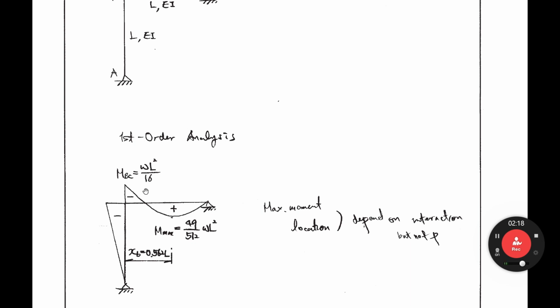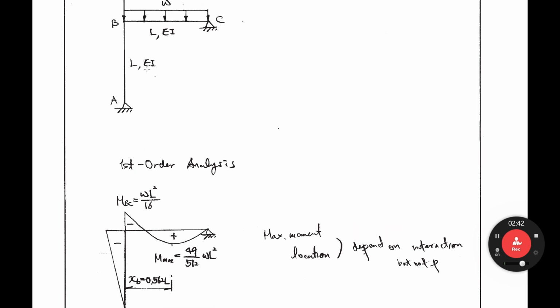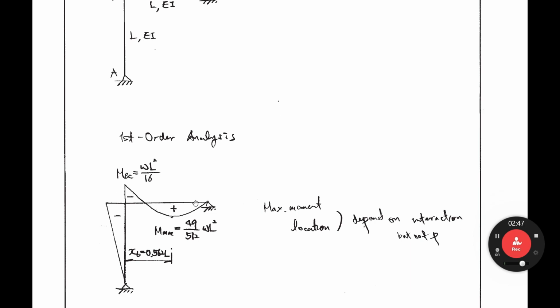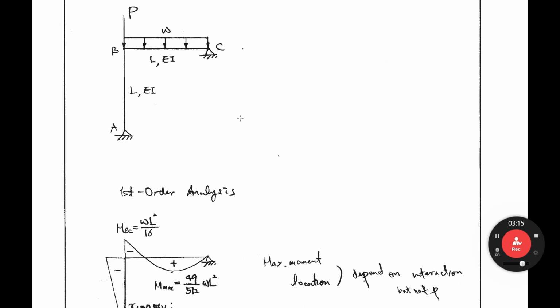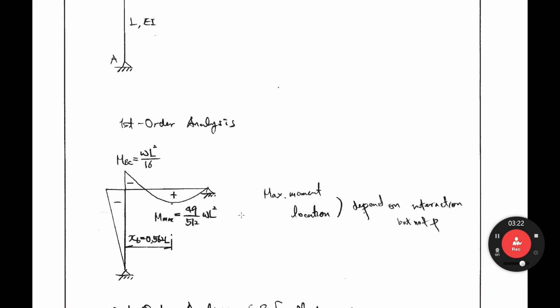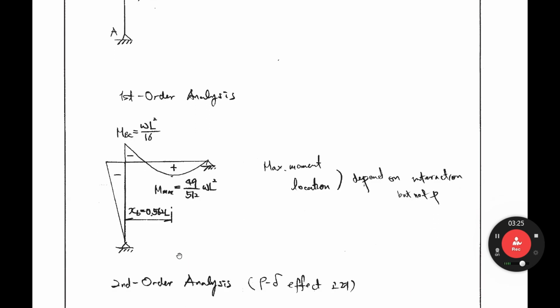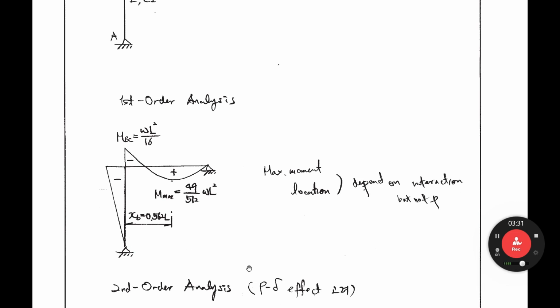And the maximum moment at the column is at the top, right? So this maximum moment and maximum moment location depend on beam and column interaction, right? So if you have different EI in column, you have the different result, maximum moment and this location also. We ignore second order effect in first order analysis. Now from now on, let's do second order analysis. That means P small delta effect, consider.